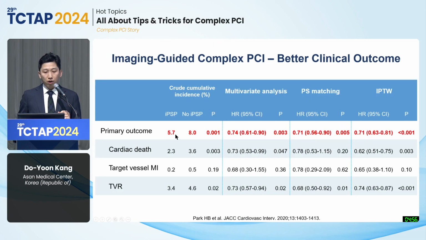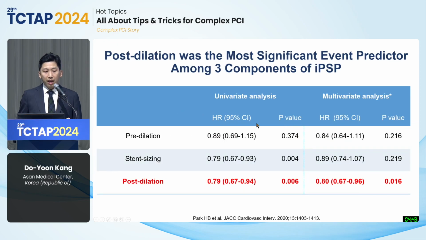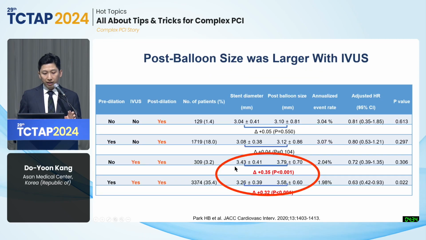And the clinical outcome was better in the patients who did the IPSP compared to the no-IPSP group. And it was consistent in the many adjustment analyses. The most important predictor of clinical benefit was post-dilation. And this is a very interesting thing: when we use IVUS, we could apply a bigger post-balloon with higher pressure, so we could get a bigger MSA.